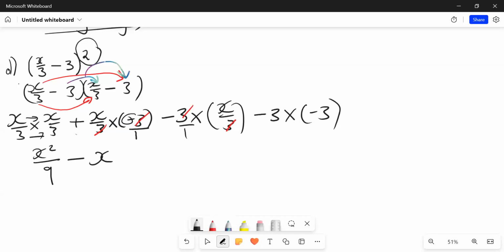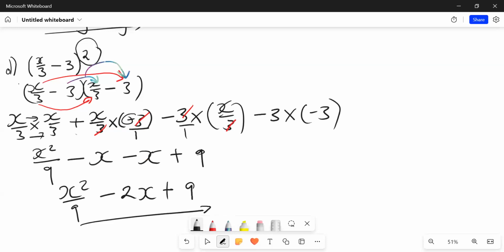But now x times negative 1, that's negative x. And then negative 3 times negative 3, that's positive 9. And then from there, you add and subtract your like terms. So we have negative 2x plus 9. This is our final answer.